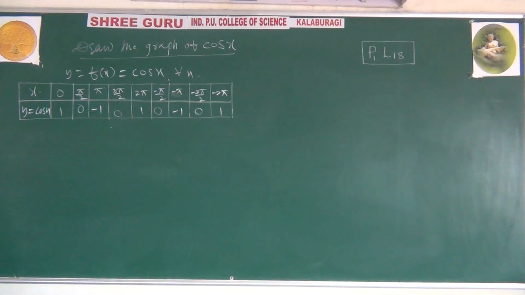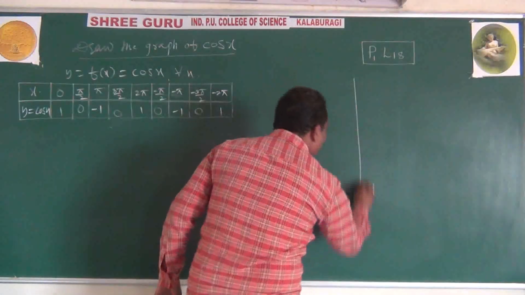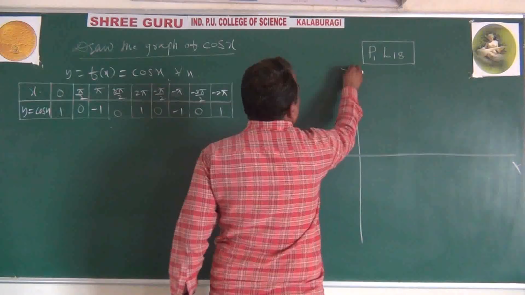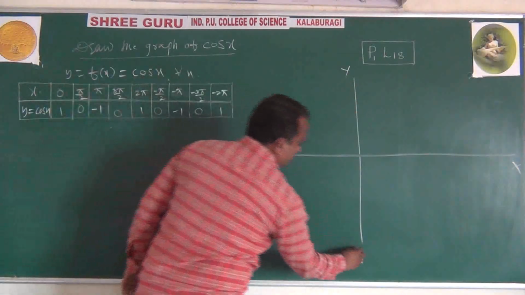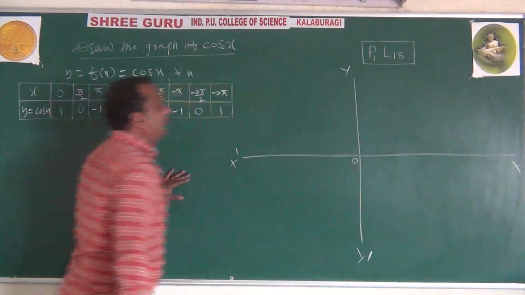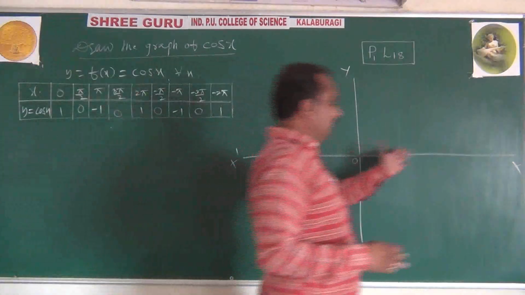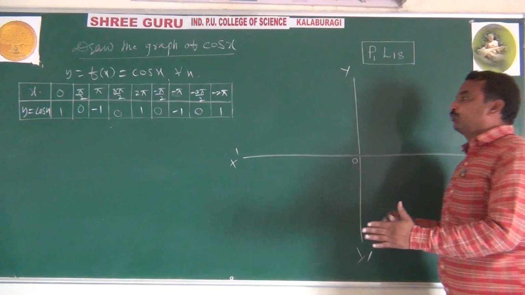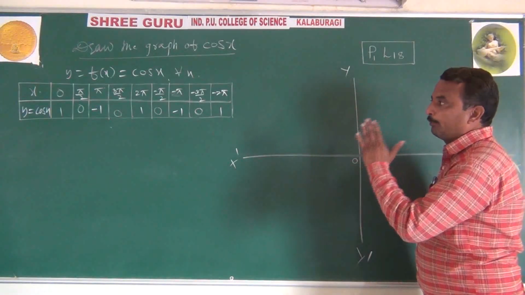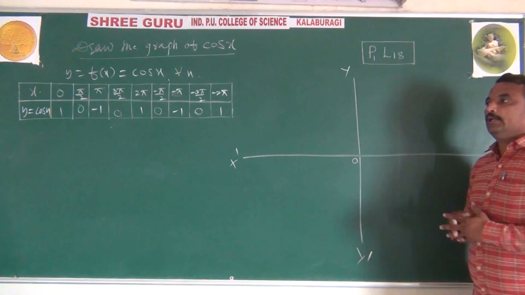Now let us see. Here we will draw the graph of cos x. I will take the Cartesian plane straight: y dash, y, x dash, x axis, and origin O. Here I will mark the intervals whatever we have taken for the x values on the x axis: 0 to pi by 2, pi by 2 to pi, pi to 3 pi by 2, 3 pi by 2 to 2 pi.